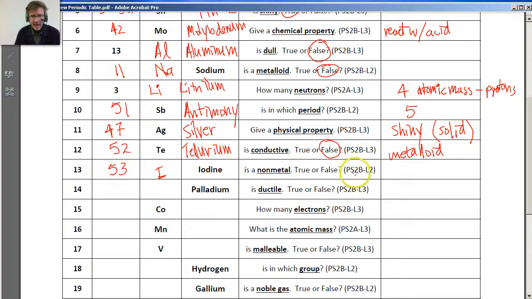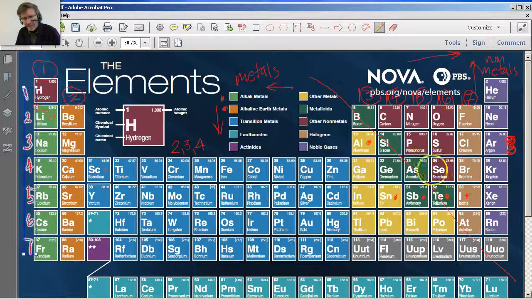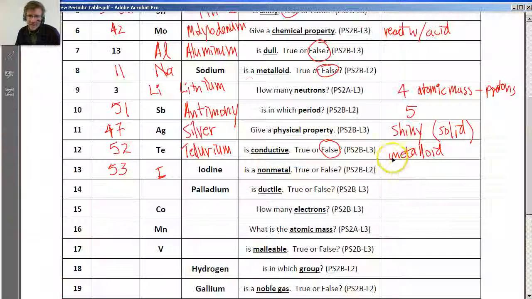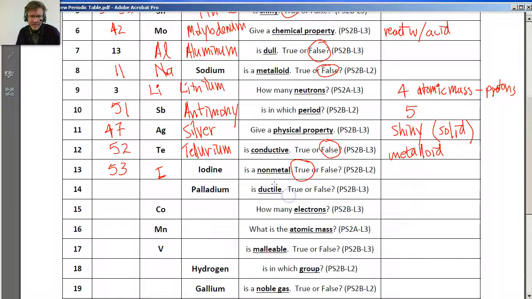Is iodine a nonmetal? Well, that's a good question. We've been working on this question for all the elements. Since iodine is to the right of this line and above this line, it is a nonmetal. That's true. Moving on. Palladium. Palladium is Pd, here, number 46. Pd, 46. Is palladium a metal?